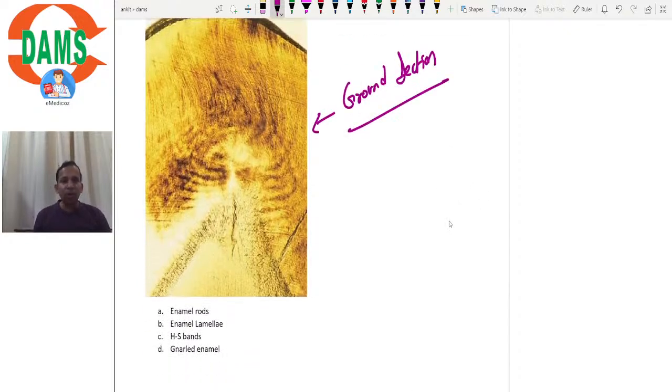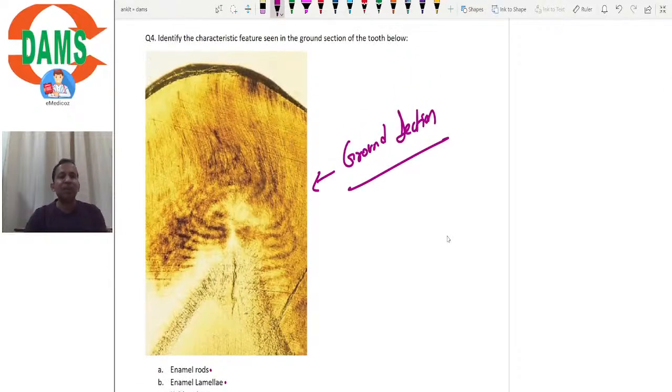So let's look at the options. Enamel rods, enamel lamellae, Hunter-Schrager bands, and gnarled enamel. So we must identify the characteristic feature that is displayed in this ground section. So take a look at this ground section.